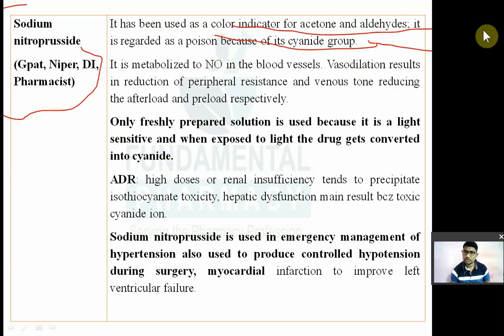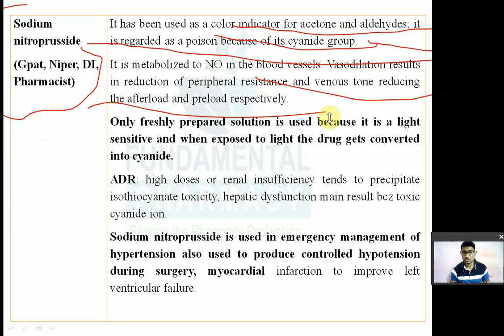Now this drug is metabolized in the blood vessels and it will release nitric oxide. And this nitric oxide causes vasodilation because nitric oxide is an endothelium derived relaxing factor, EDRF. So they release nitric oxide and that's why it causes vasodilation. Obviously that vasodilation results in decreased peripheral resistance. As the blood vessel dilates, peripheral resistance decreases. So reduction in the peripheral resistance and venous tone reduces the afterload and preload.